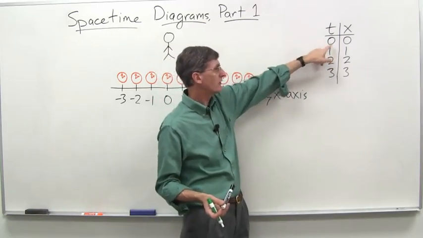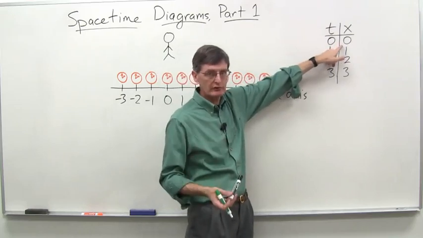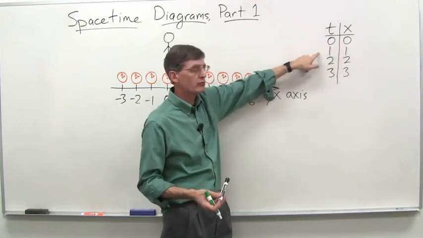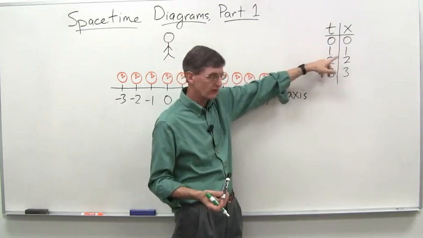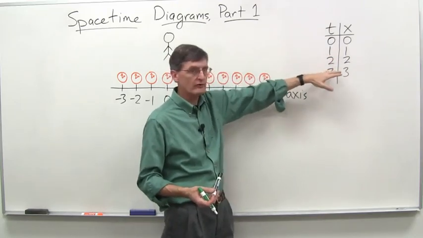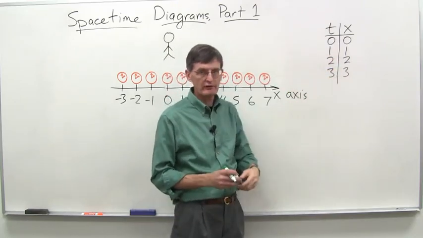At time t equals 0, we'll have a flash that occurs at x equals 0. At time t equals 1, we'll have a flash that occurs at x equals 1. Time t equals 2 occurs at x equals 2. Time t equals 3 occurs at x equals 3.